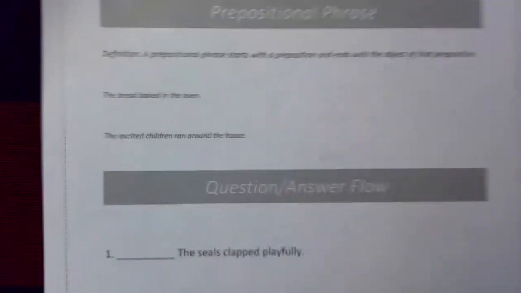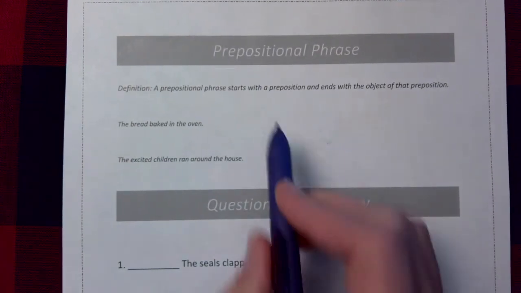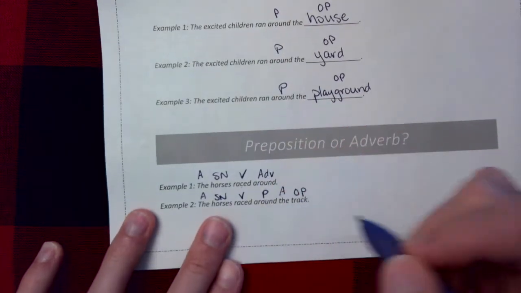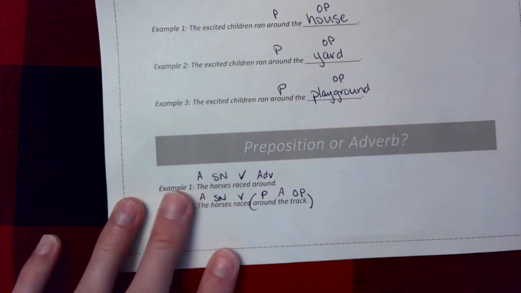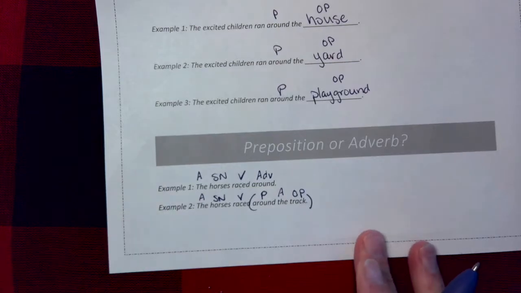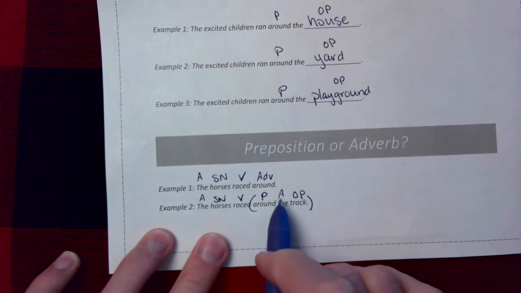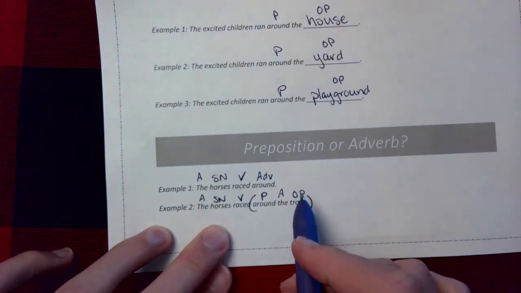Now, a prepositional phrase, when you turn over your paper, a prepositional phrase starts with a preposition and ends with the object of the preposition. So if we flip it back over, the prepositional phrase would have been around the track. That's a prepositional phrase. We're going to go ahead and just put parentheses around those prepositional phrases. Okay, because a preposition can't be used alone. So prepositional phrase here, around the track.